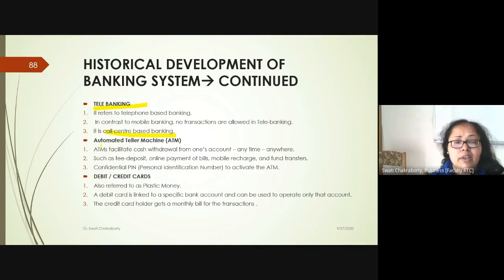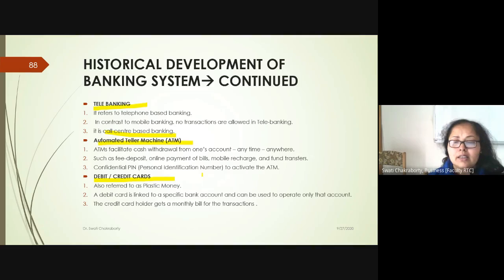Okay. We have the ATM, that is automated teller machine, which allows us to withdraw money from our account anytime, anywhere, right? Pre-deposit, online payment of bills, mobile recharge, fund transfers. We have a confidential PIN number, that is personal identification number, to activate the ATM. We have debit and credit cards also, which are known as plastic money.